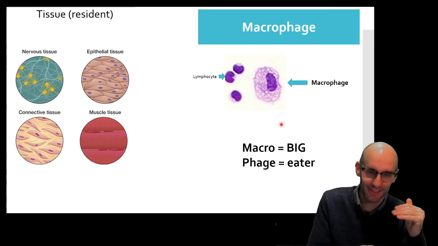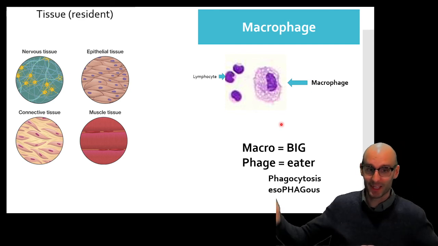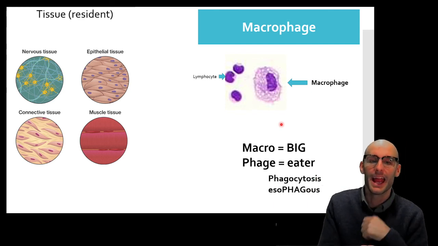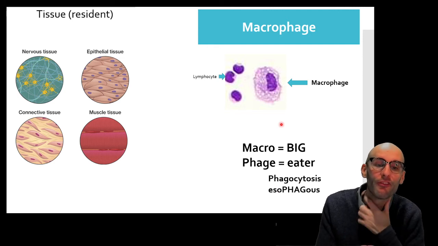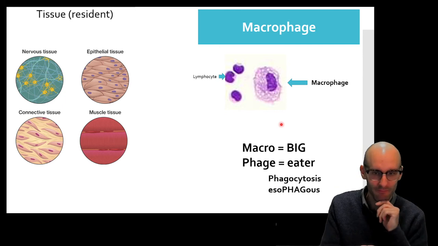And they are massive. Remember, phage means eater, from phagocytosis. That's what they're doing. They're constantly phagocytosing. And we know it's to do with eating because esophagus, this P-H-A-G, means eating.